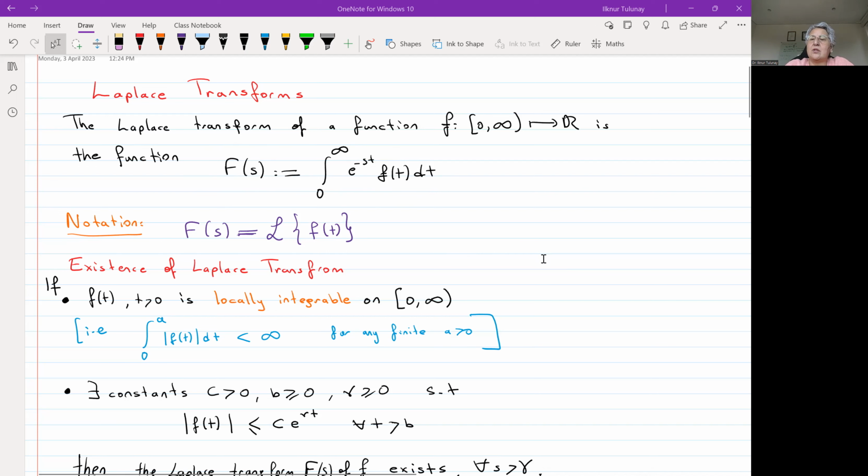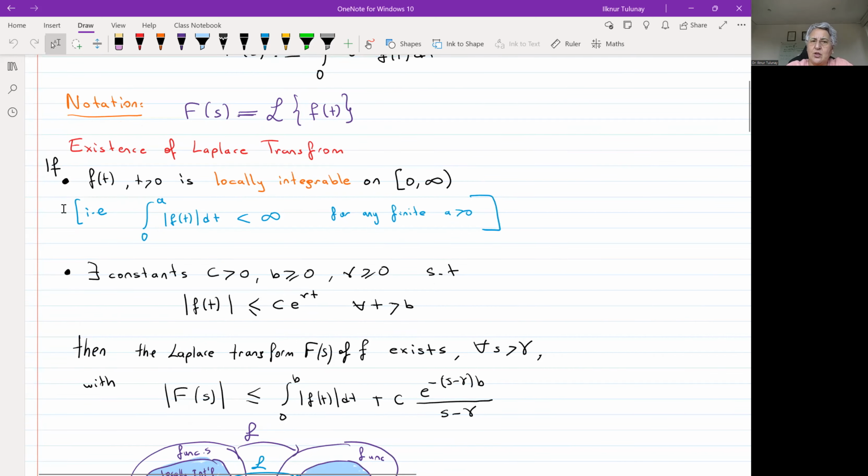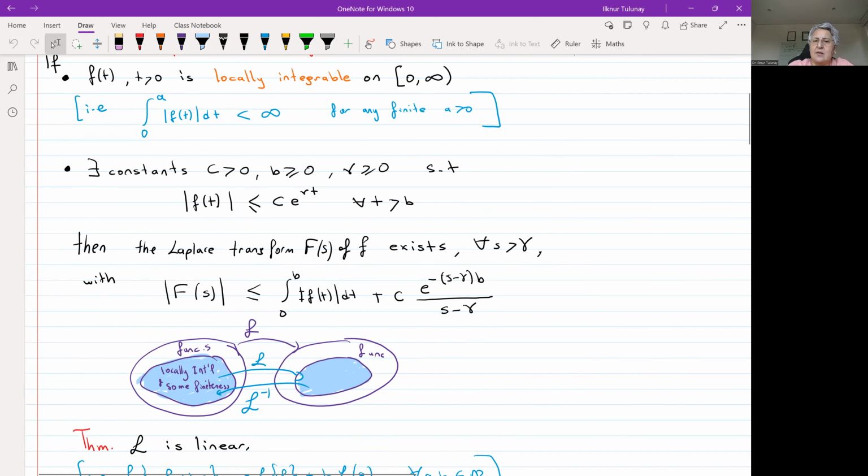How do we know the existence of the Laplace transform? There are some conditions for the existence. Not for every function does this integral make sense. If we have a function which is locally integrable from 0 to infinity, which means that this integral is finite for any finite number a, and if there exists a positive constant c and gamma satisfying this condition, then the Laplace transform exists. We can talk about F(s), and we can write F(s) as bounded by this integral plus this quantity.